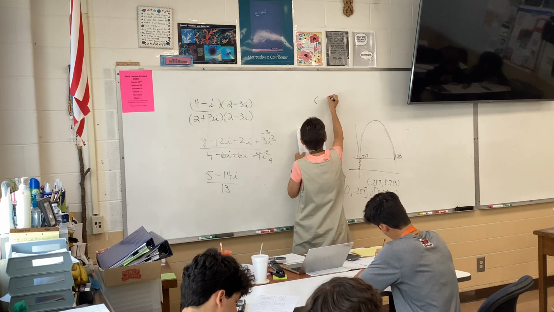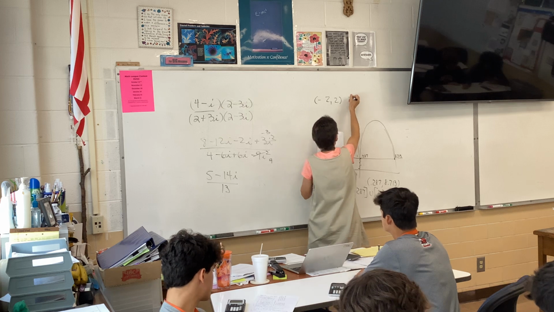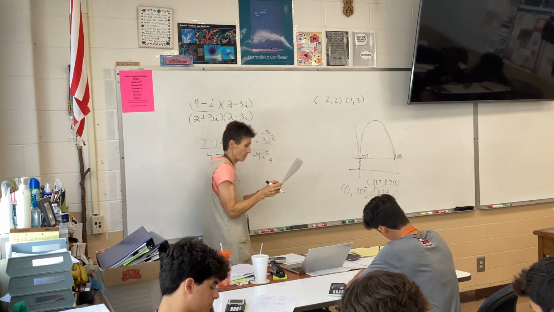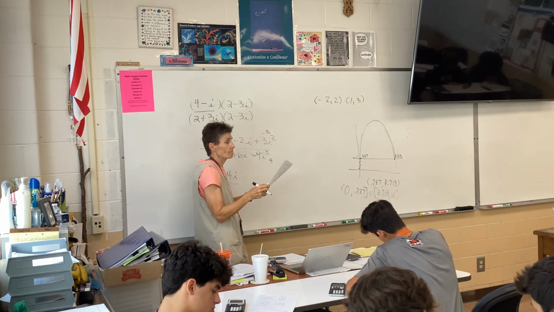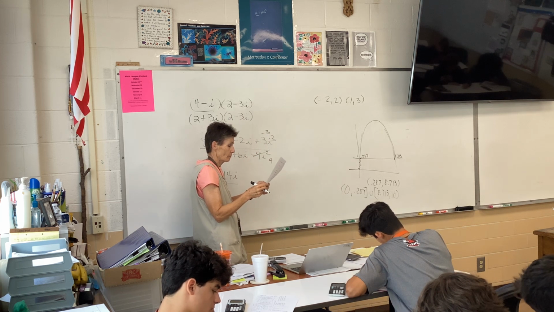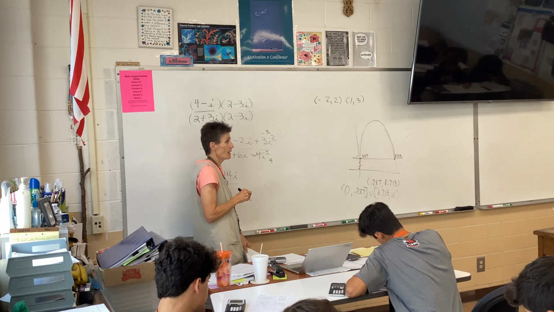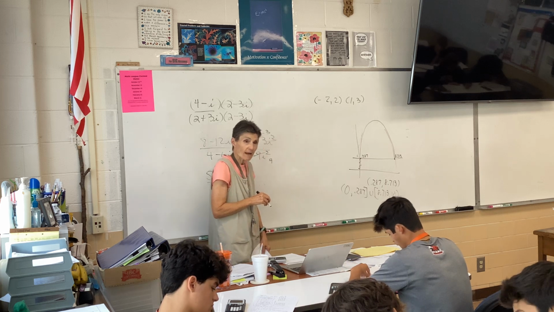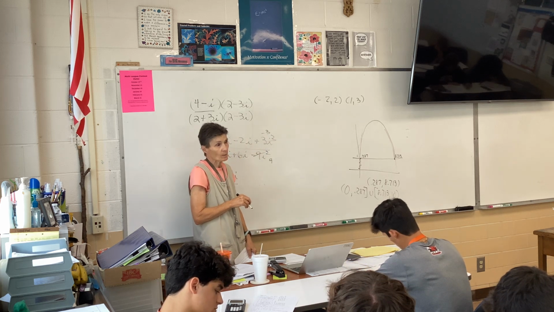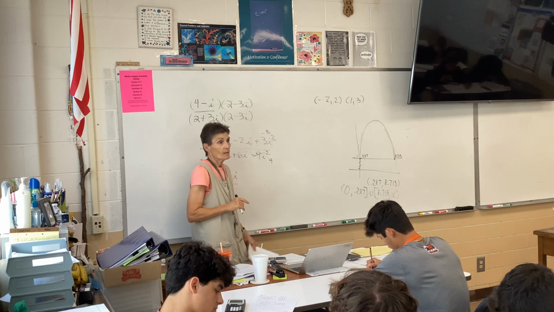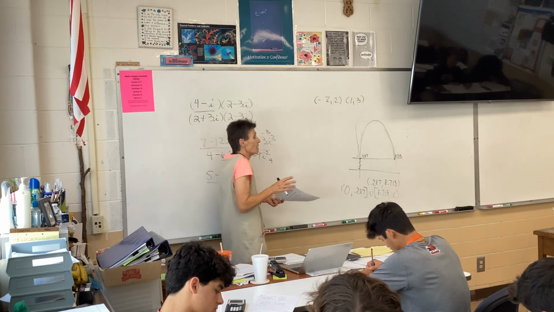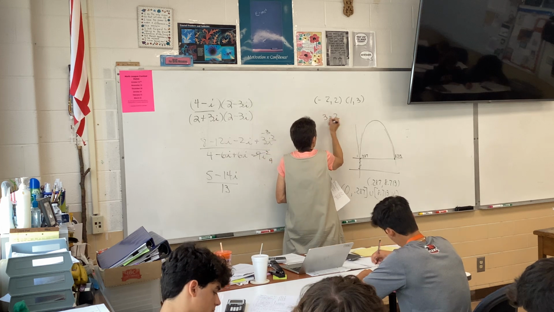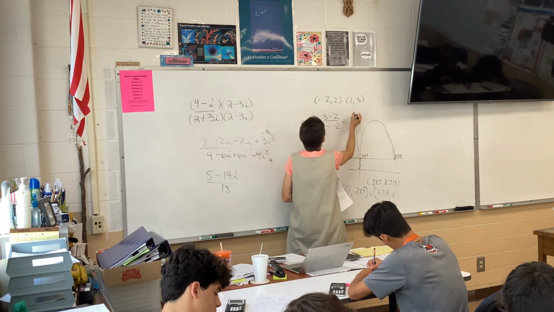Now I got a line. I got to write the equation of a line through these 2 points. Okay. What is the first thing I always have to do if I'm going to write the equation of a line? I got to find the slope. I don't care what situation you have, you need your slope. So slope, 3 minus 2 over 1 minus negative 2. I got 1/3.